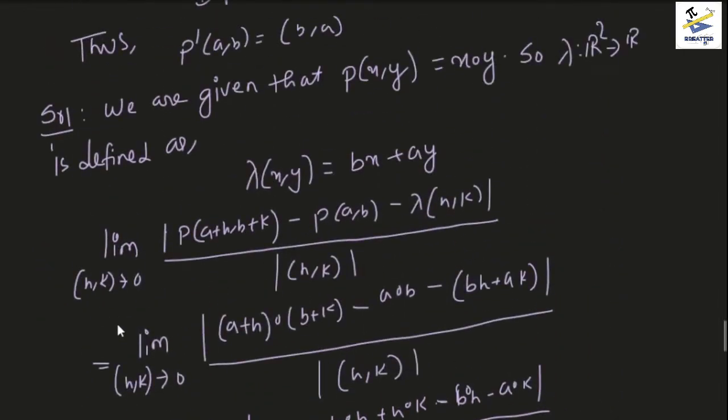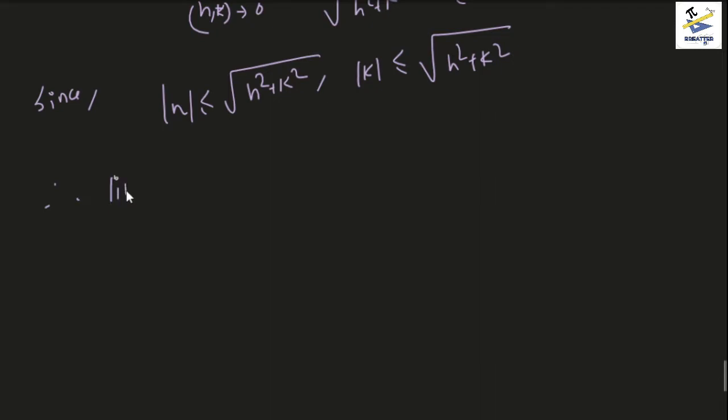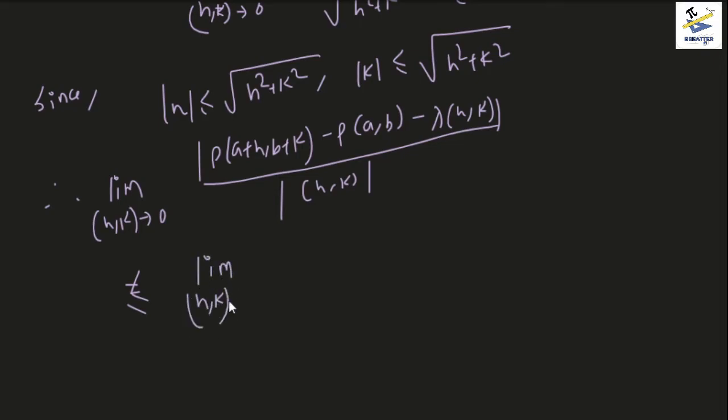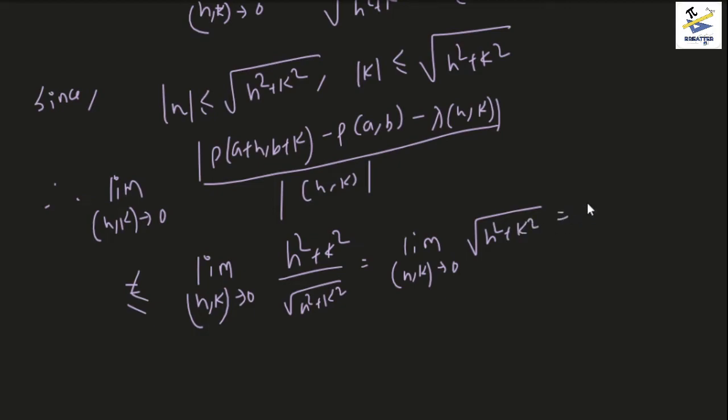Therefore, the actual limit was this, so I would rather write it once more. Limit (h,k) tends to 0 of the norm of P of a plus h comma b plus k minus P of a comma b minus lambda of h comma k, divided by the norm of (h,k), is less than or equal to limit (h,k) goes to 0 of h square plus k square divided by root of h square plus k square. This equals limit (h,k) goes to 0 of root of h square plus k square, which is undoubtedly 0, and it exists as well.